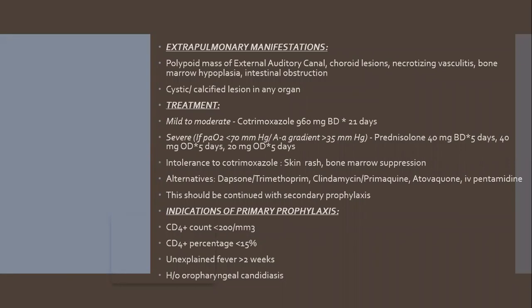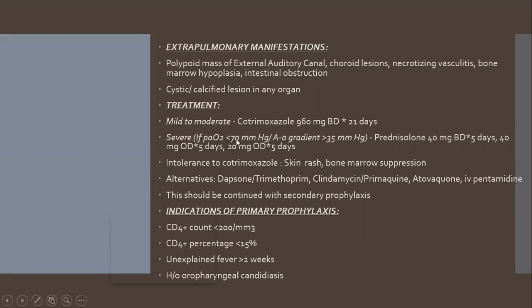The most important thing is treatment. Cotrimoxazole. Cotrimoxazole is a combination of trimethoprim and sulfamethoxazole. The combination comes as 80 milligram of trimethoprim and sulfamethoxazole comes as 400 milligrams. So the total tablet is 480 milligram. 960 milligram tablet is called as double strength tablet. So a double strength tablet twice daily for 21 days is the treatment of choice for pneumocystis pneumonia. Very easy. Cotrimoxazole double strength tablet twice daily for 21 days.